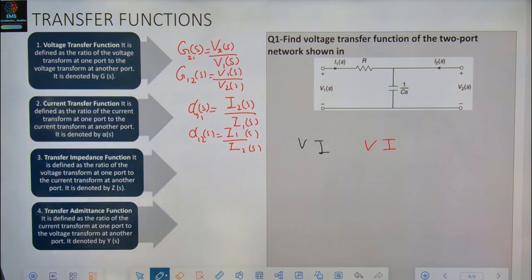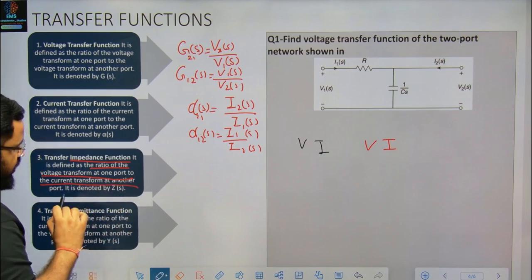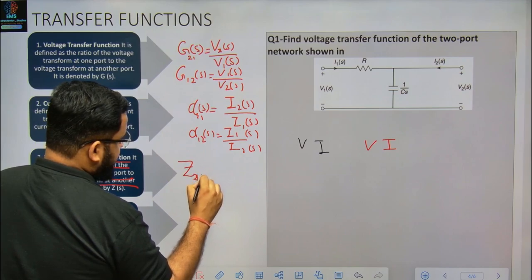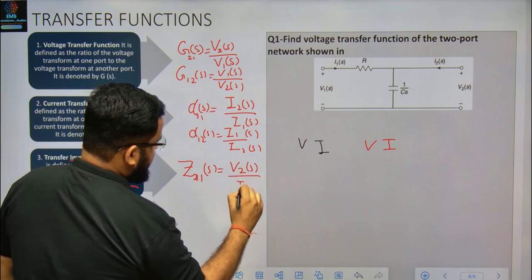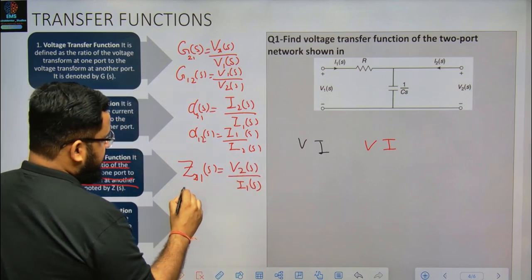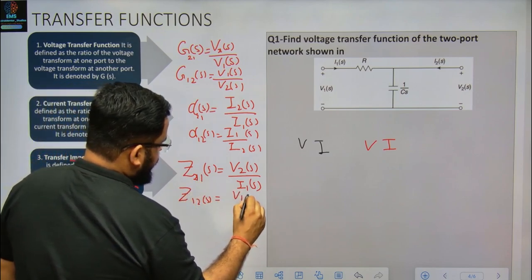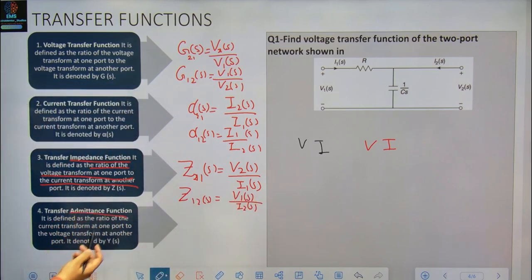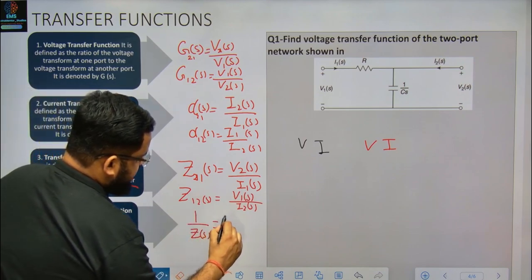Here also we have the impedance function. It is defined as the ratio of the voltage transform at one port to the current transform at another port. Z21(s) is V2(s) by I1(s). Similarly, Z12(s) is V1(s) by I2(s). Again, we have an admittance function, which is 1 by Z(s), equal to Y(s).